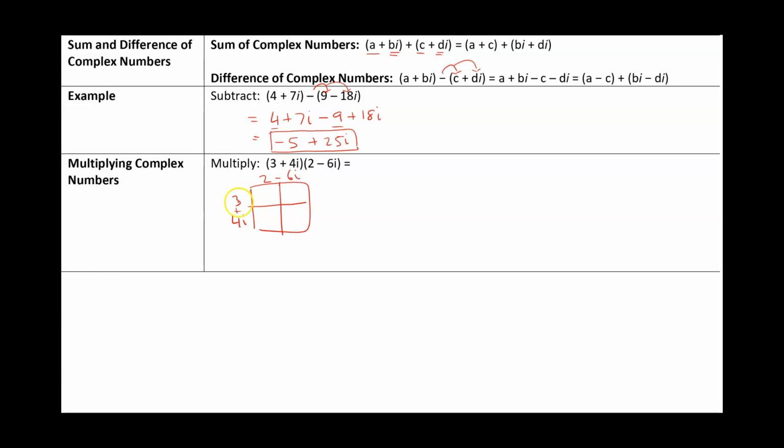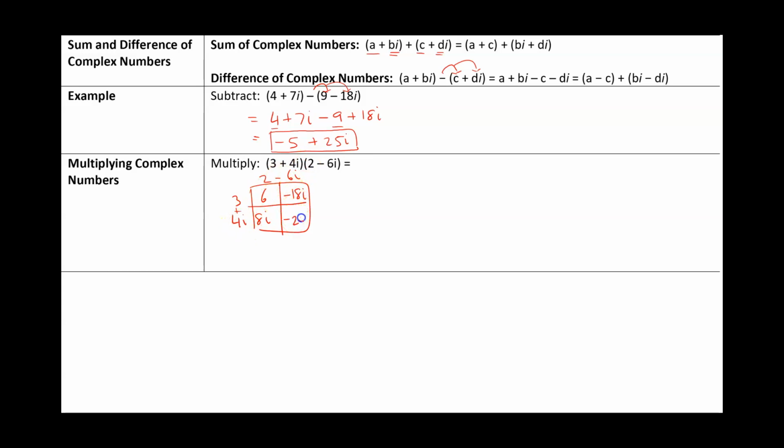Okay, so let's multiply and put each result in its corresponding square. So 3 times 2 is 6. 3 times negative 6i, that's a negative 18i. 4i times 2, that's a positive 8i. And 4i times negative 6, so you have a positive times a negative, that's a negative.